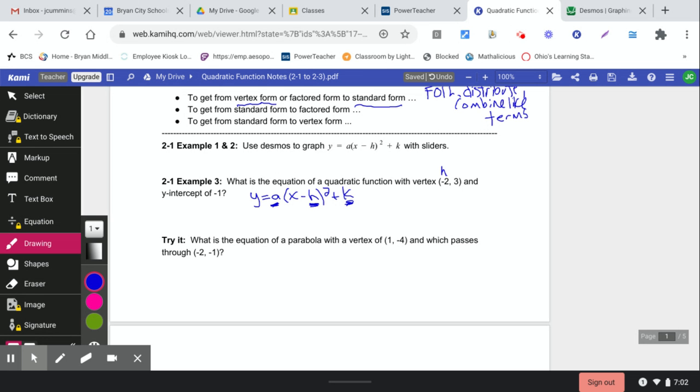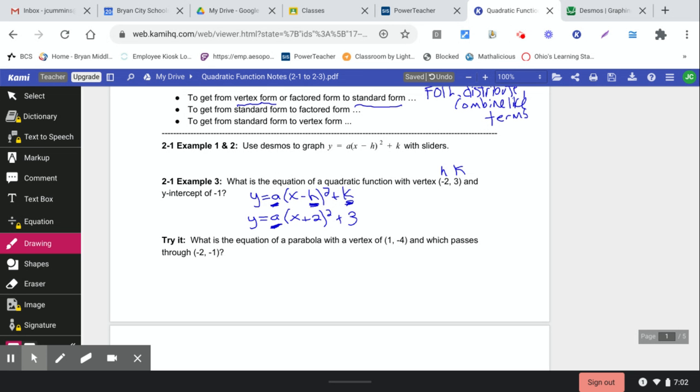A couple of these we know right away. The vertex is h and k, so those are right here, and we can go ahead and plug those in. We don't know a yet, but x minus h is going to be the opposite of h, so +2, and then k is 3. Now we still need to find a value for a. We don't know a, but we do know that the y-intercept is -1.